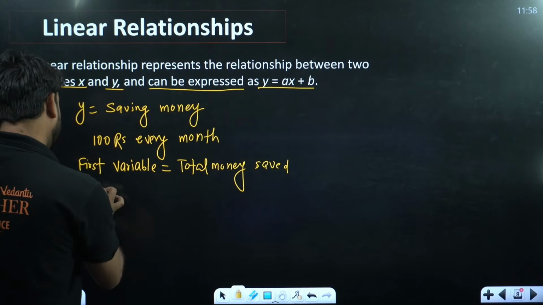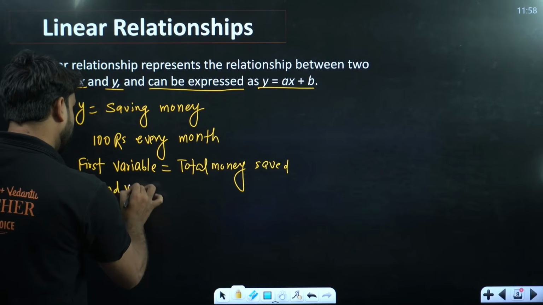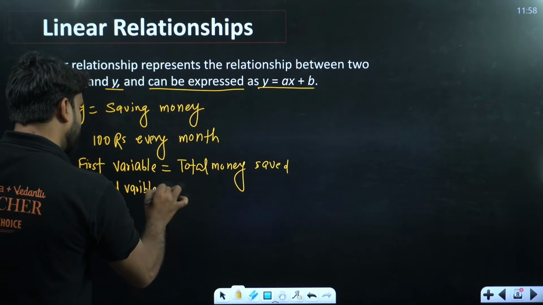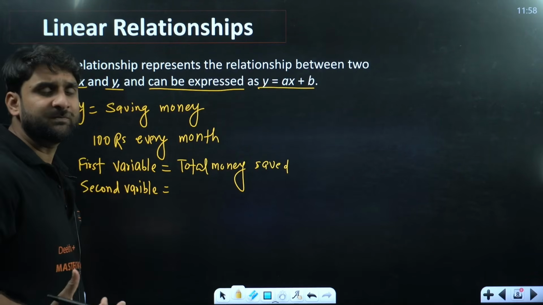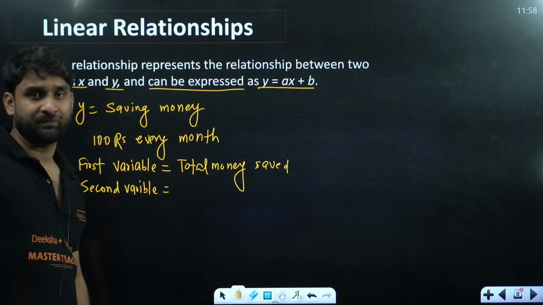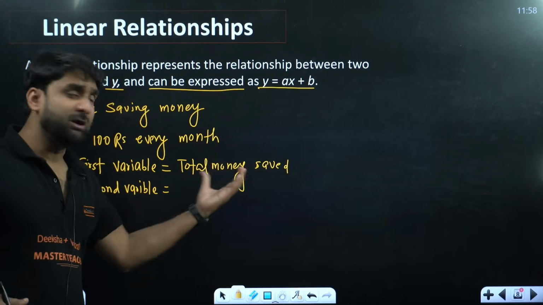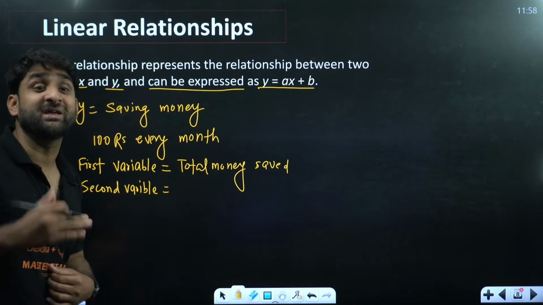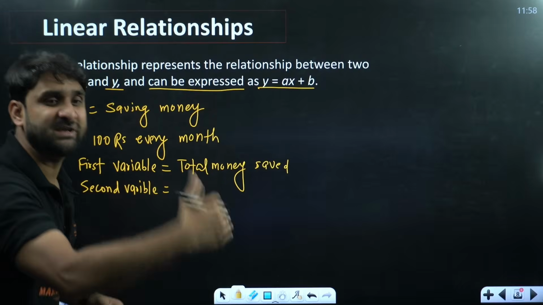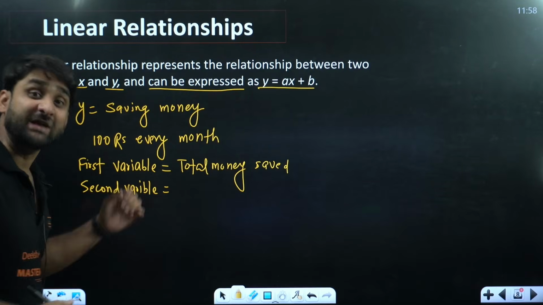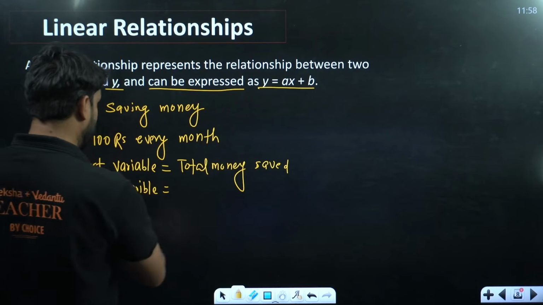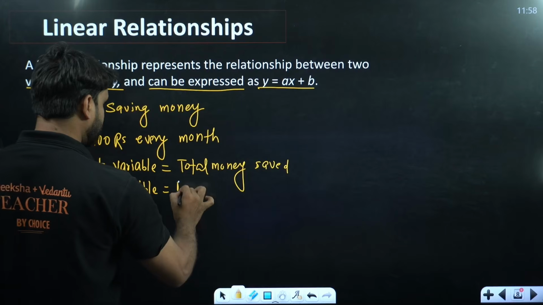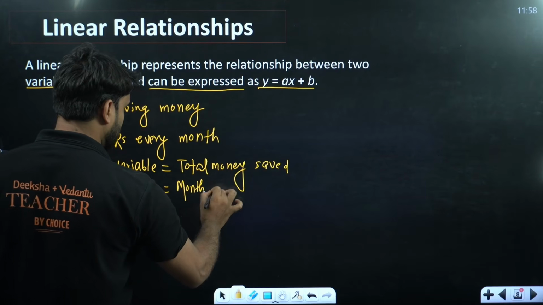And the second variable will be what? Variable means the thing which changes. The total money saved is changing, and what else is changing? The month is changing. First month, second month, third month, fourth month. So time is changing here. So the second variable will be month.